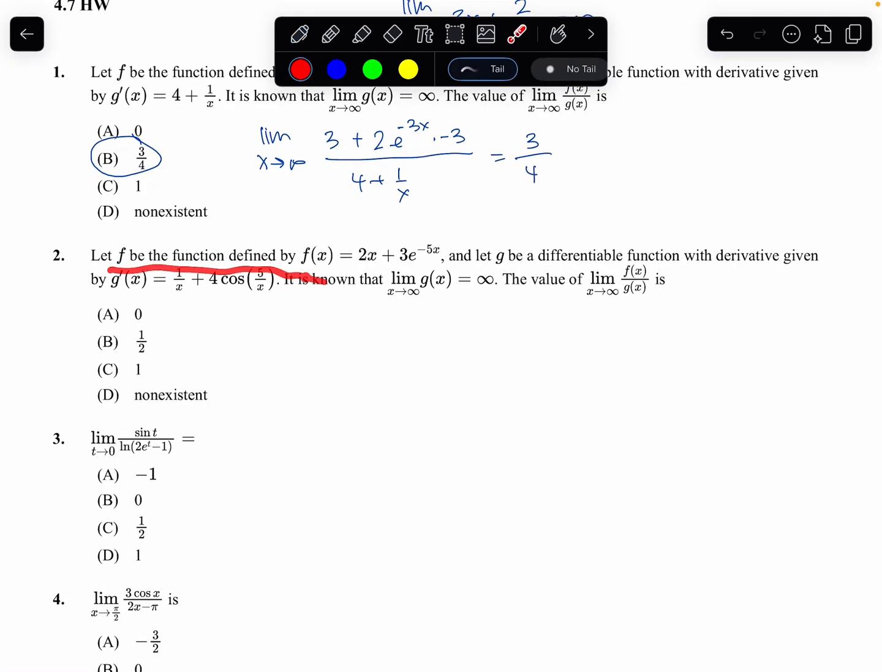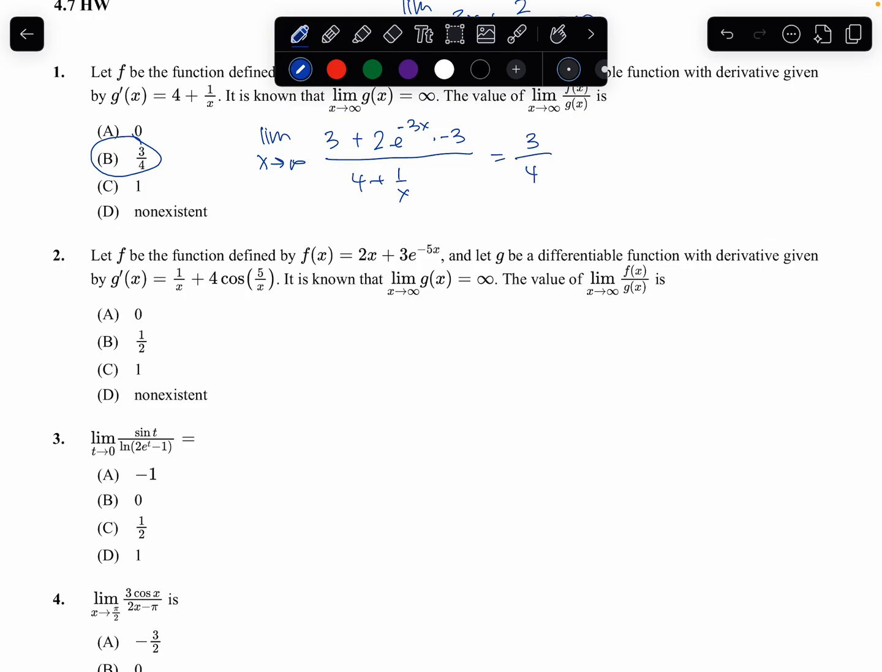Let f be the function defined here. Let g be a differentiable function with derivative given by g prime, and it is known that the limit as x approaches infinity of g of x is equal to infinity. Find the value of the limit as x approaches infinity of f divided by g.